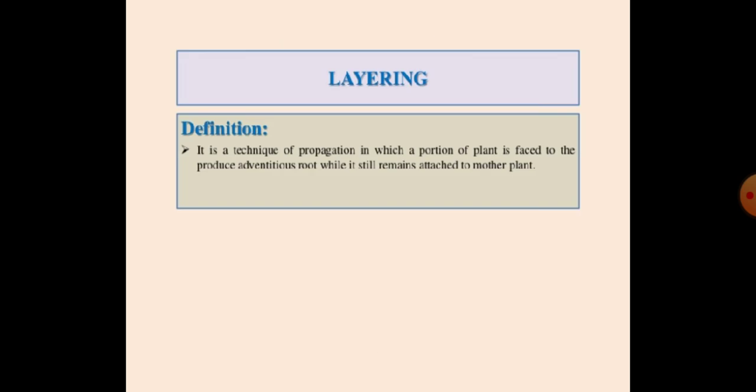So layering is defined as a technique for propagation in which a portion of a plant is placed to produce adventitious roots while still remaining attached to the mother plant. Whenever the layer is attached to the mother plant, it develops an adventitious root system.